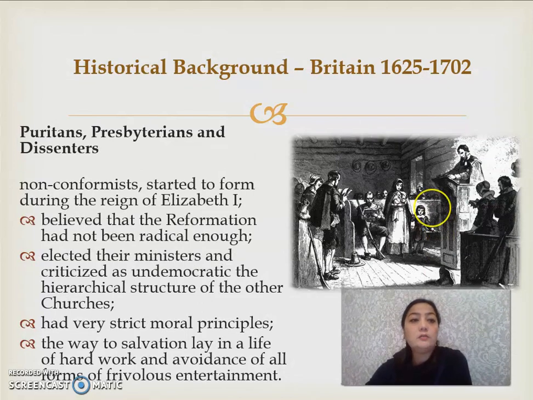The third religious group is the Puritans, which was represented by Presbyterians and Dissenters. Puritans were nonconformists. They started to form during the reign of Queen Elizabeth I. Puritans believed that the Reformation hadn't been radical enough. They elected their ministers and criticized the hierarchical structure of other churches as undemocratic. Puritans had very strict moral principles. One of their principles was that the way to salvation lay in a life of hard work and avoidance of all forms of entertainment.